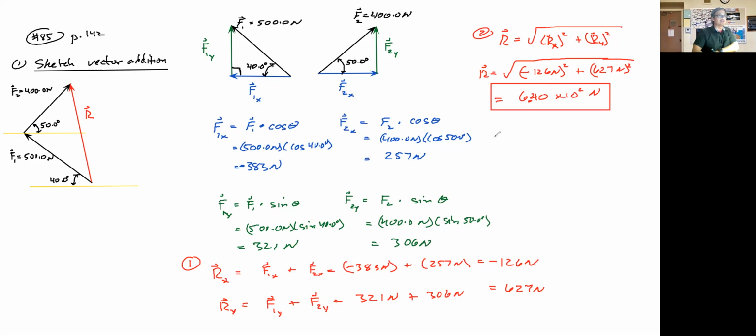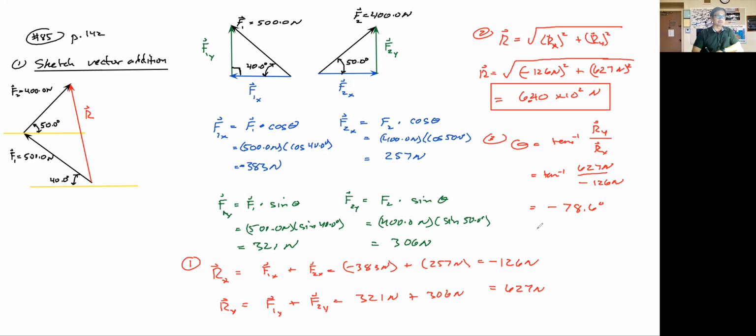Let's get the angle, which is going to be the inverse tangent of the y component over the x component. So let's go ahead and substitute that in. That's going to be 627 newtons over negative 126 newtons. Okay, and then we get an angle that is negative 78.6 degrees.